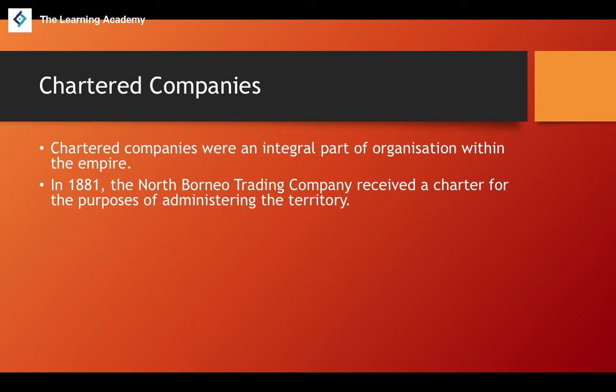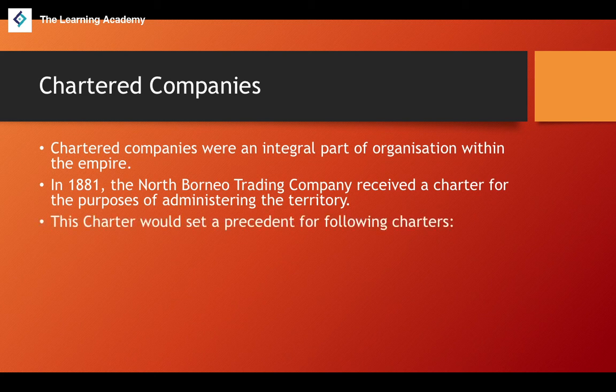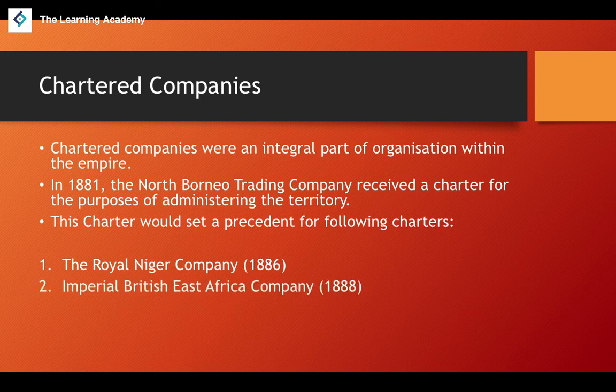So places like the East India Trading Company and all of these companies, not just British companies as well. You've got Dutch companies that also were very powerful. They became the richest, most powerful companies effectively in history for the time period. And the 1881 North Borneo Trading Company specifically would set a precedent for following companies receiving charters from the empire. So we have the Royal Niger Company in 1886, the Imperial British East Africa Company in 1888, and the British South Africa Company in 1889.